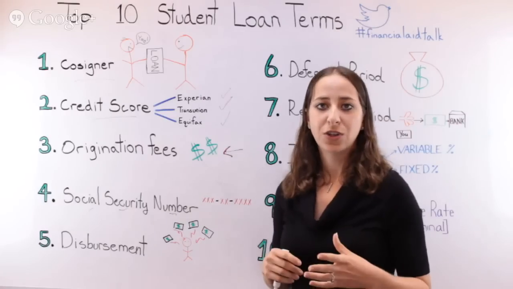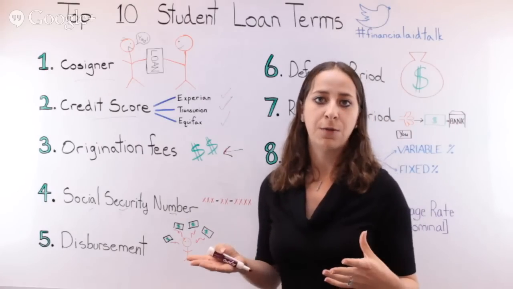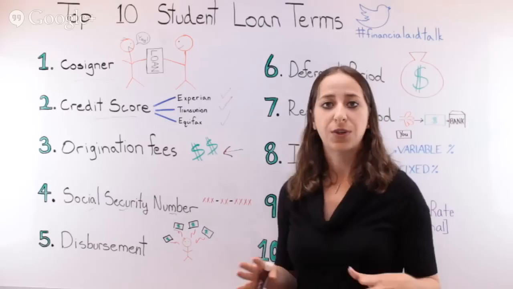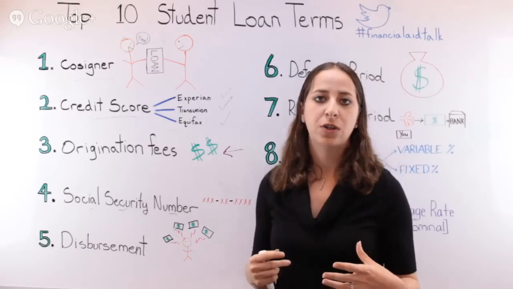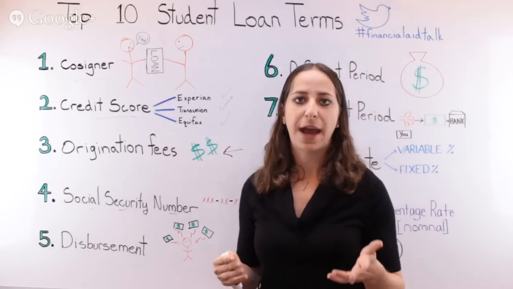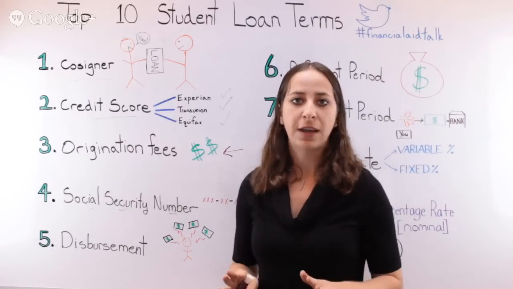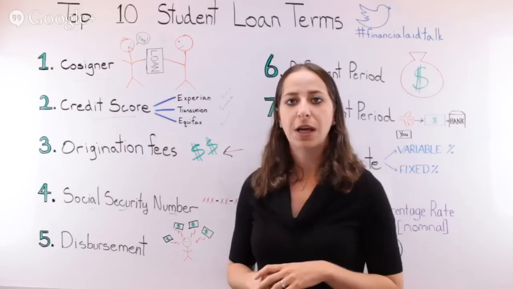If you're an international student, you may or may not have one. If you're working in the U.S., you'll have one. If you're not, that's okay. When you apply for your student loans, there's going to be a field that's going to ask you for your Social Security number. If you don't have one, that's fine. It's not necessary for the majority of the lenders.